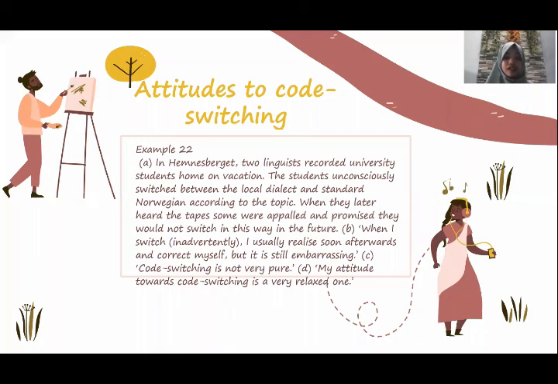And the last part is attitude to code switching. We can see the example. In Hemnes, two linguists recorded university students' vacations. The students unconsciously switched between the local dialect and standard Norwegian according to the topic. When they later heard the tape, they were awkward and promised they would not switch in this way in the future.